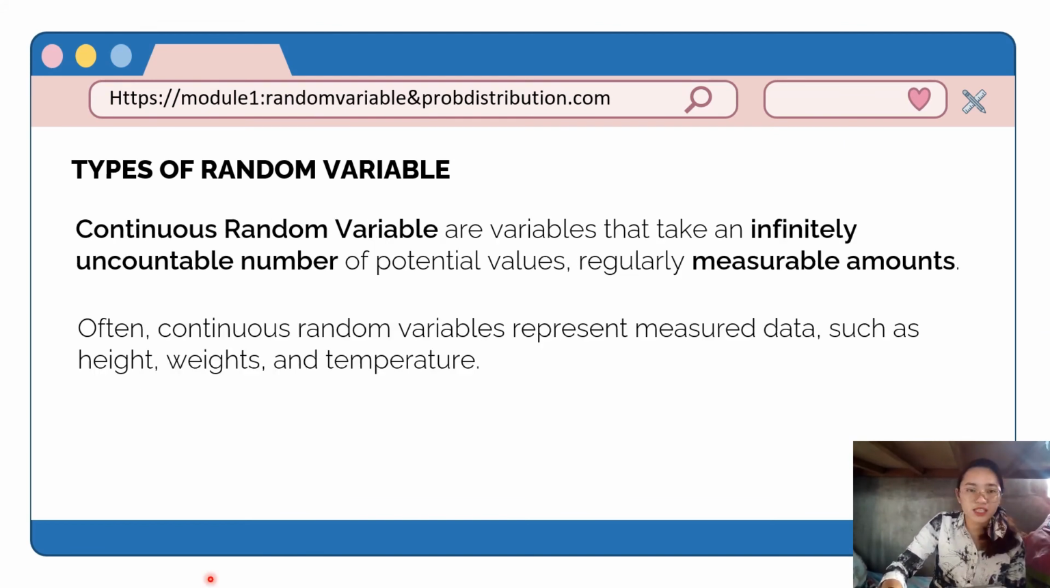Basta lahat na nabibilang. Next, we have continuous random variable. Yan, are variables that can take infinitely uncountable numbers. So, infinite po siya at mahihirapan po tayo magbilangin po yan. Then, regularly measurable amounts po siya. Often, continuous random variable represent measured data, such as yung height natin. Height, weight, temperature, speed, distance, lahat ng measured o lahat ng data ay measured. So, lahat po yun ay continuous random variable. Intindihan natin.